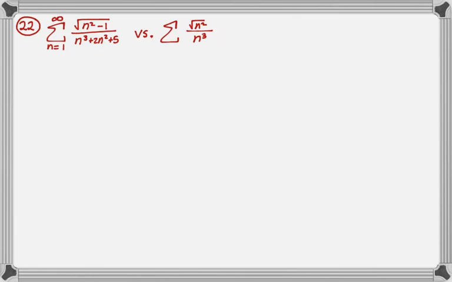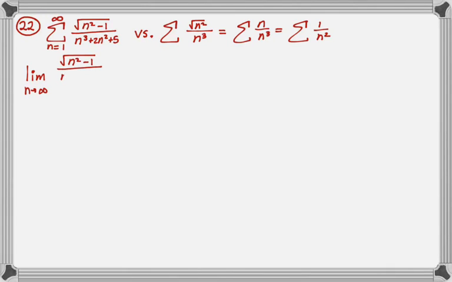And then this, because we're dealing with positives, is the same as just n over n cubed, which is the same as 1 over n squared. All right, so now we're going to do a limit comparison. So it's a limit of the nth term of the original over the nth term of the series that we chose. And then this, I'm just going to simplify a little bit.